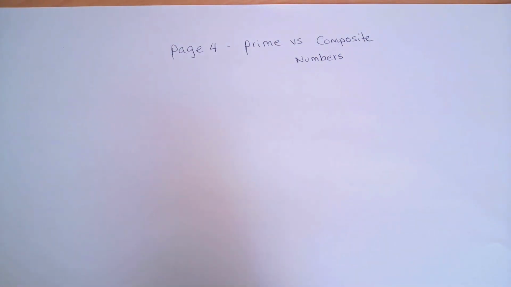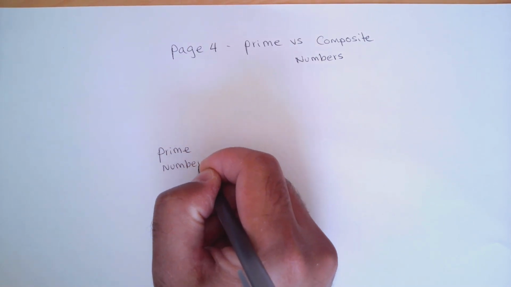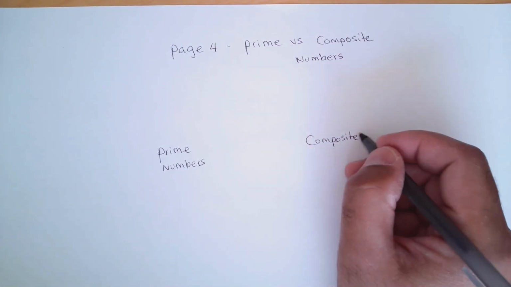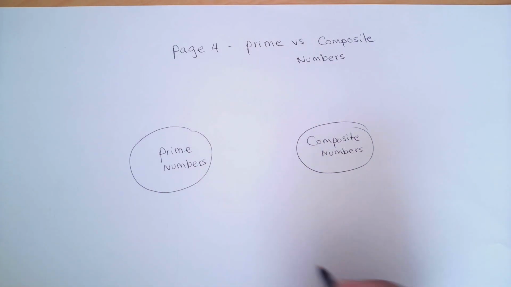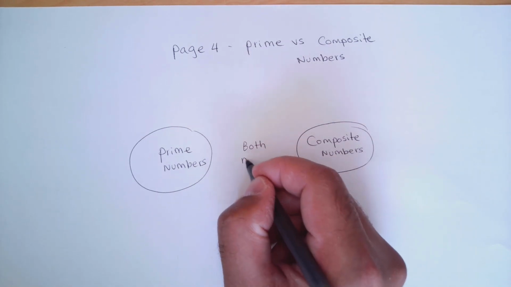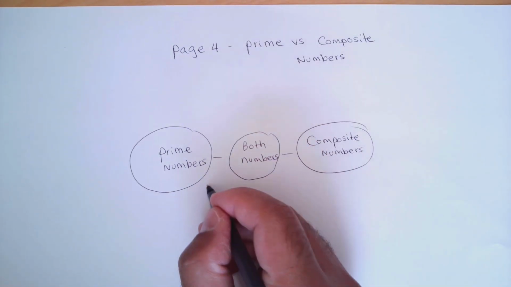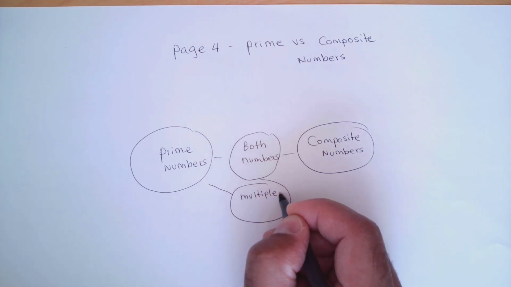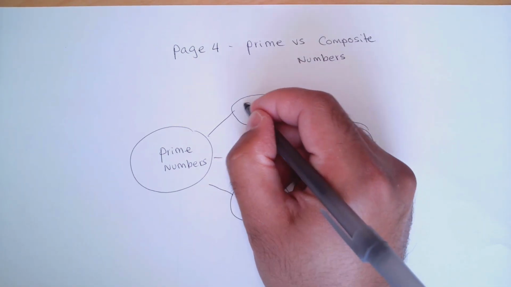So, prime numbers and composite numbers are both numbers. Okay, if we would do a double bubble, they're both numbers, and they both have or can be created using multiplication. So they are multiples. Okay, they are multiples. And they both have factors. Both of them have factors.